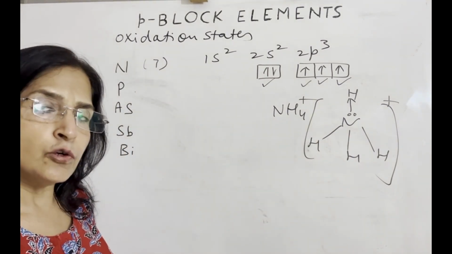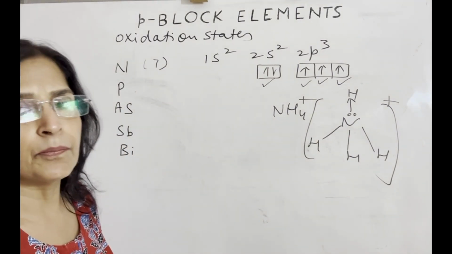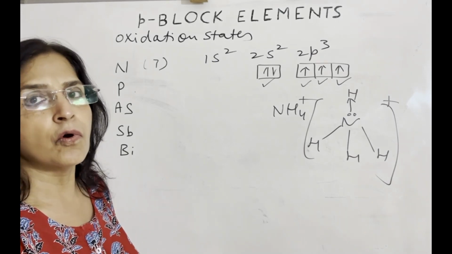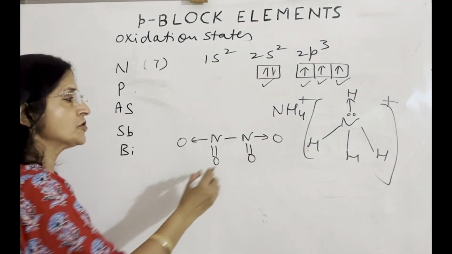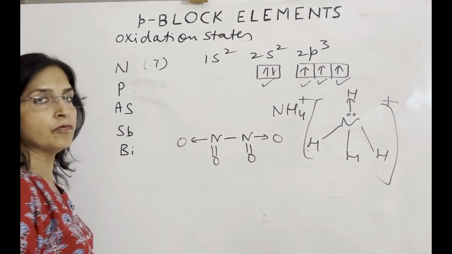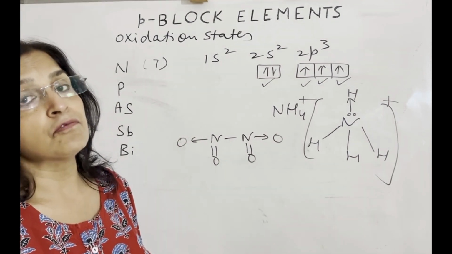Similarly, in N2O4 and in N2O5, the maximum covalency of nitrogen is 4. 1, 2, 3 and 4. But phosphorus can form 5 covalent bonds.